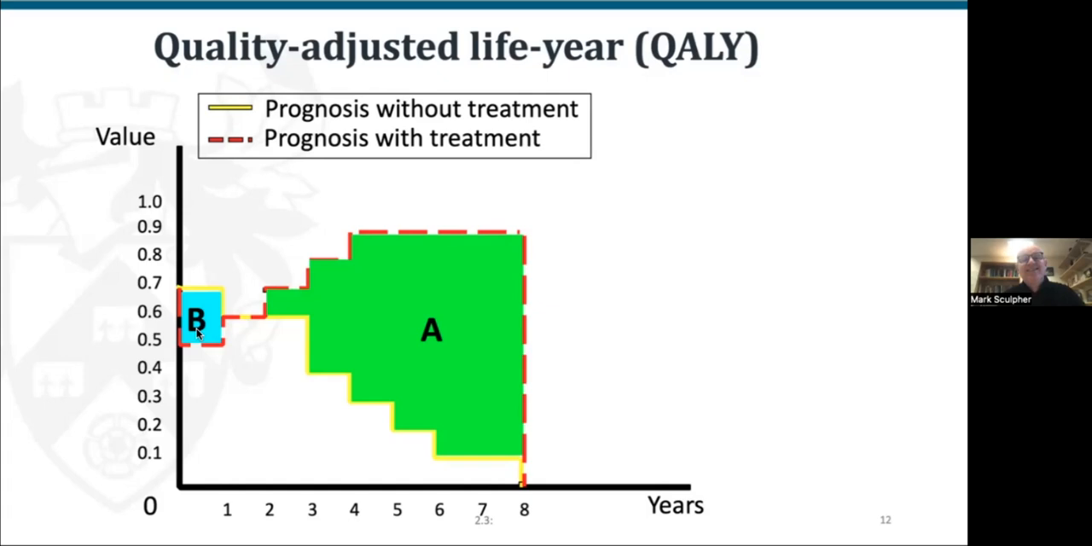So all we're doing with a QALY is partitioning the average patient's life expectancy into smaller chunks and weighting those chunks by the relevant measure of quality of life. But this measure of quality of life has to mean something. We have to understand something about preferences associated with quality of life.